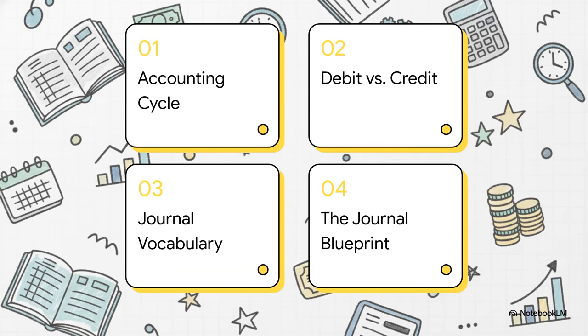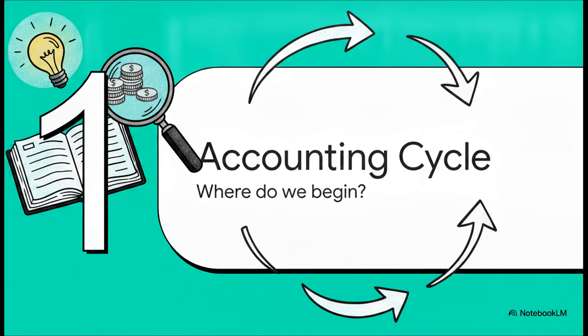Here's our quick roadmap for today's explainer. We'll start with the accounting cycle, then hit the rulebook of debit versus credit, go over the vocabulary of entries, and finally, look at the journal blueprint itself. So, Section 1, the accounting cycle. Where do we actually begin with all of this?